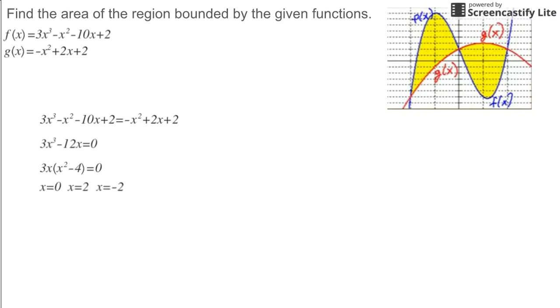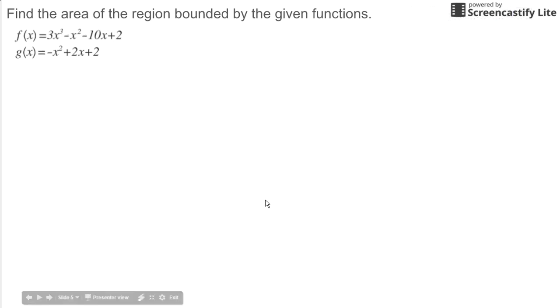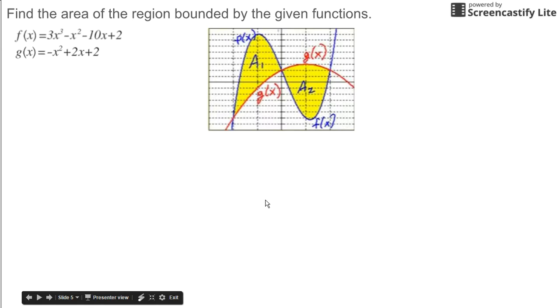Looking at the graph at these points, you can tell that the first region is bounded by the points -2 to 0, and the second region is bounded by the points 0 to 2. I have now labeled the two areas, Area 1 and Area 2, to make it easier to follow along. We need to make two separate integrals for this problem, because the upper and lower functions switch at different areas. Notice that in Area 1, f of x is the upper function, and g of x is the lower function, and then they switch in Area 2. That's why we need two separate integrals.